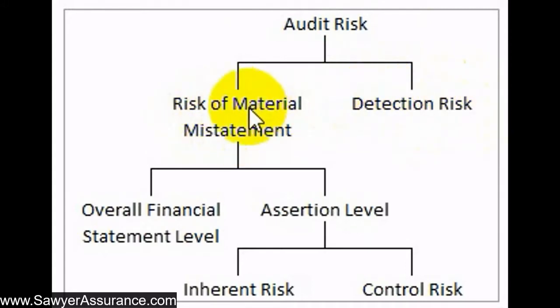And so the risk of material misstatement is composed of two levels. The first level is the overall financial statement level, and these are risks that may be pervasive to the financial statements as a whole or to several assertions. And so we also have a risk at the assertion level, and this might be classes of transactions, account balances, or disclosures. So for instance, cash, accounts receivable, etc. would all be different assertion levels.